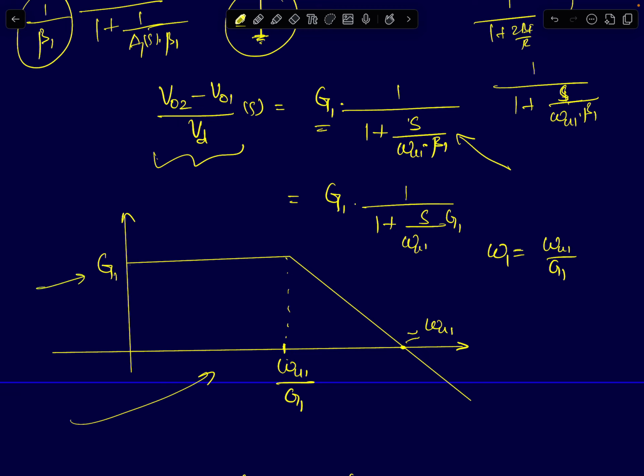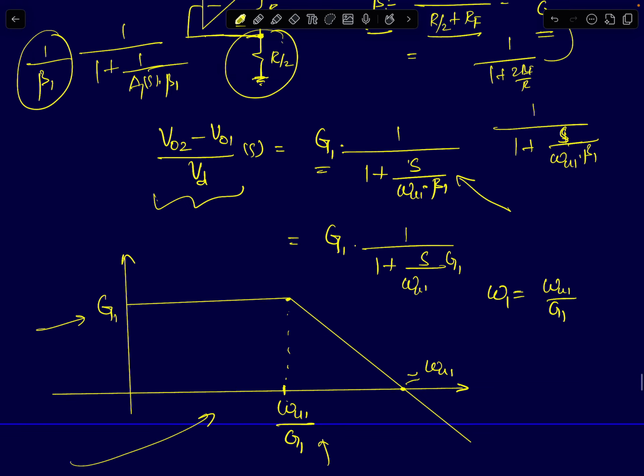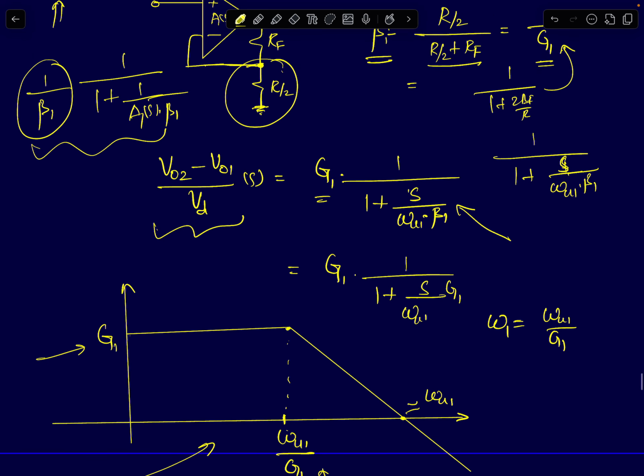Okay, DC gain is G1 and the 3 dB bandwidth, the first pole, occurs at omega U1 by G1. I just used this result to derive it. You can just do a quick KCL and KVL, but by now, you should be able to, because we have discussed so many op-amp based circuits, you should be at a position where you're comfortable enough to derive these results yourself.